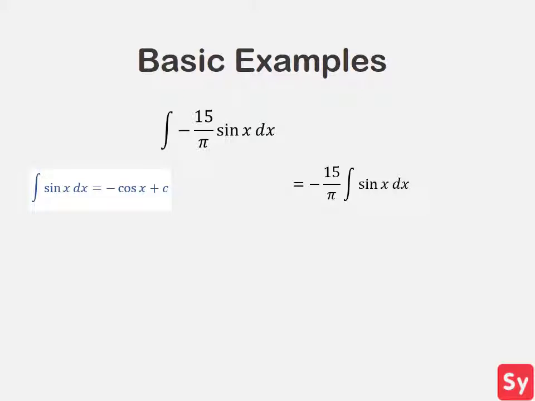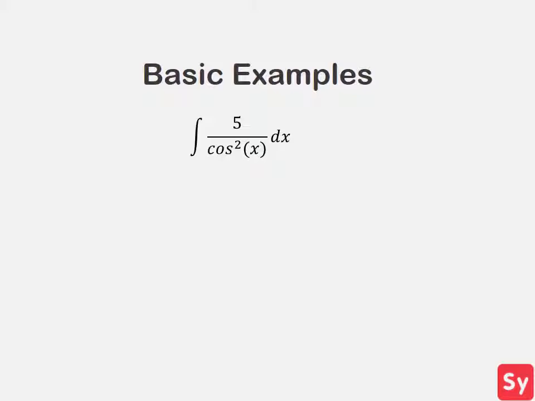Now we can see that we have sine of x in our integrand, so we'll use our trig identity and we'll replace the integral of sine of x with negative cosine of x plus c. And this simplifies to 15 over pi times cosine of x plus c, our answer. If you want to make sure the answer is correct, just take the derivative of the antiderivative and make sure it equals the integrand.